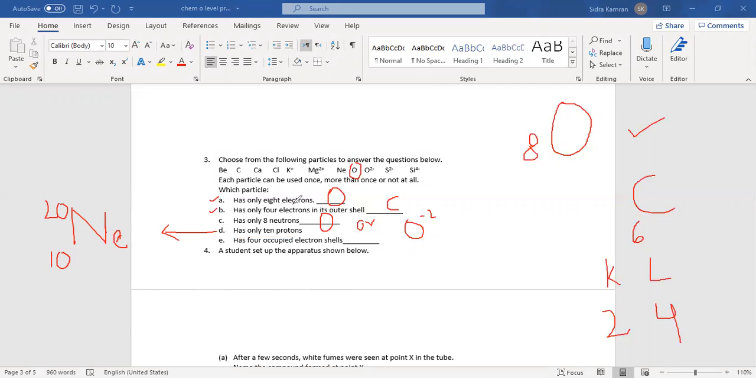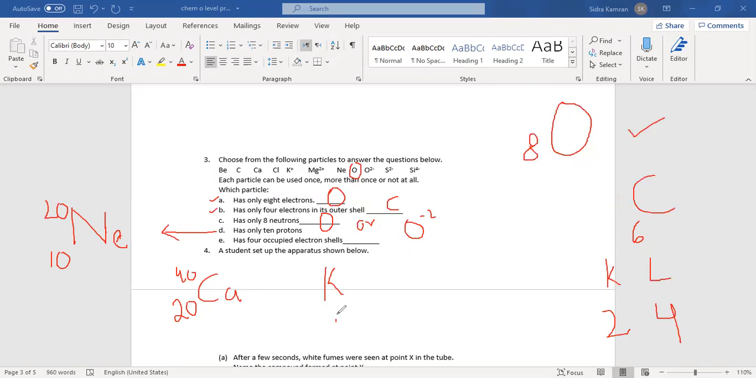Last one is, has 4 occupied electron shells. So from these, which one has 4 occupied electron shells? So you have to configure each one, then you will come to know that calcium, atomic number 20, atomic mass 40, has 4 shells. See how you can calculate this.